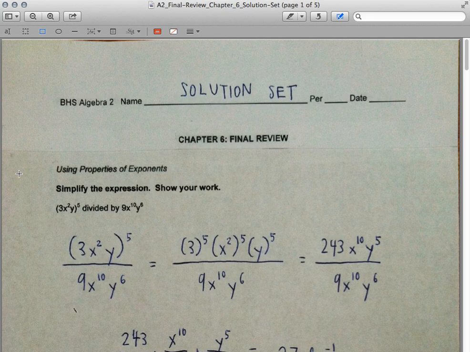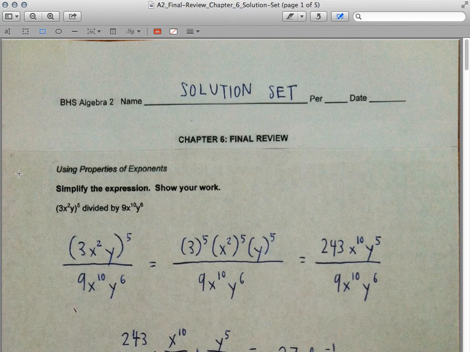Let's take a look at the final review solution set for Chapter 6, which deals with a few different math concepts, including using properties of exponents, graphing polynomials, some special case factoring examples, and also the exponential growth formula. We can see here that the first problem deals with using properties of exponents.